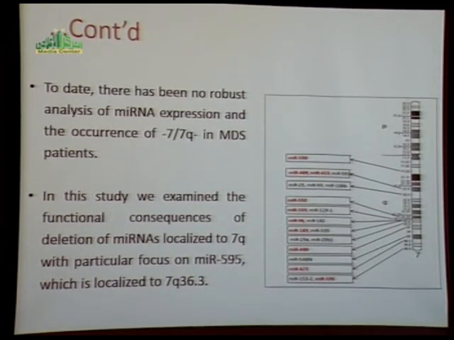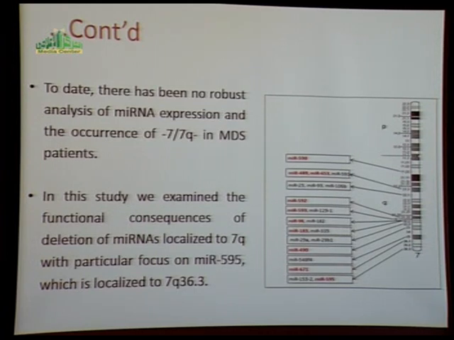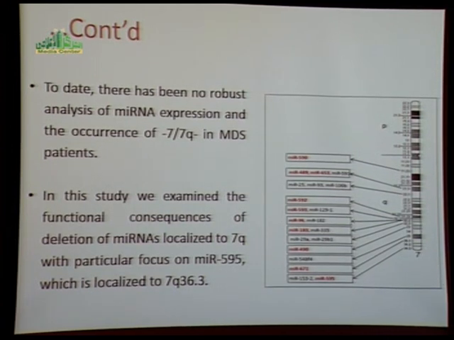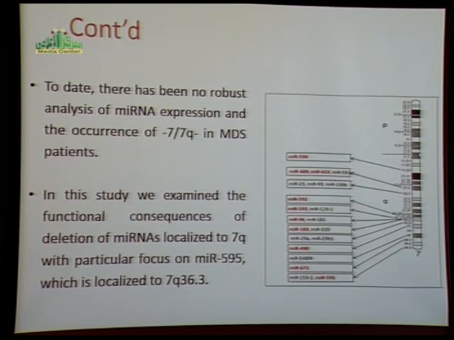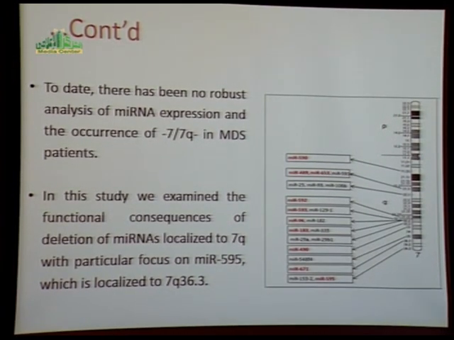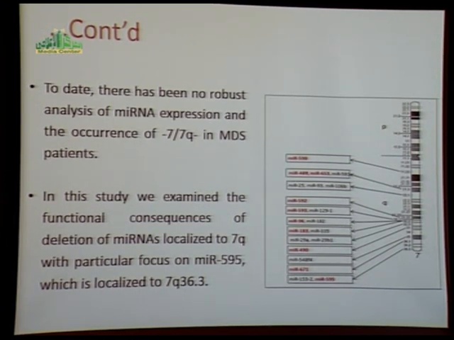To date, there is not much research that focuses on the role of microRNAs localized on chromosome 7 and their contribution to the pathogenesis of MDS. Therefore, in this study, we focused on studying one of the microRNAs localized in the long arm of chromosome 7, at the end of the chromosome, which is miR-595. There was no study published before about this microRNA and its general function or its regulated or target genes.